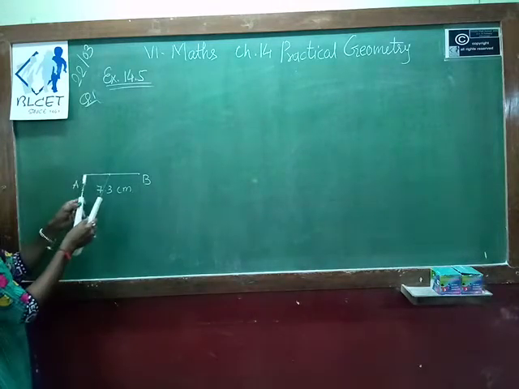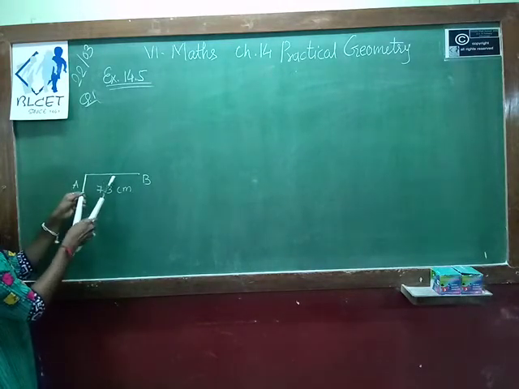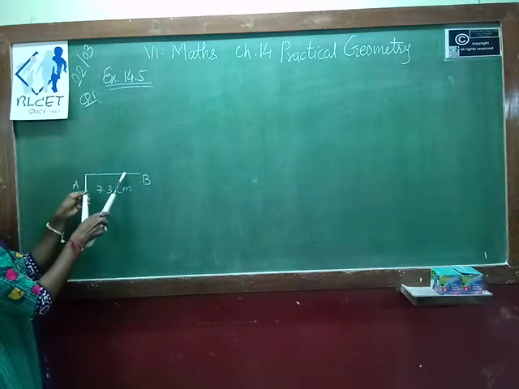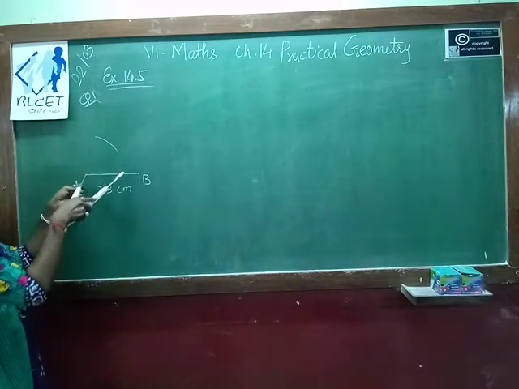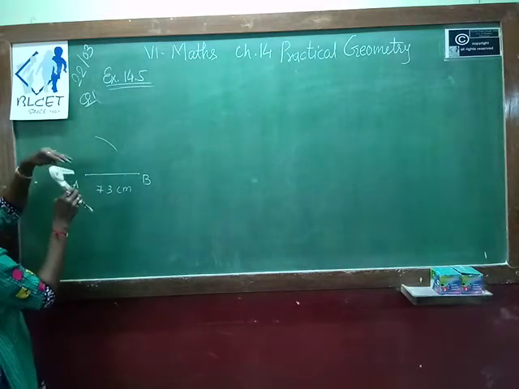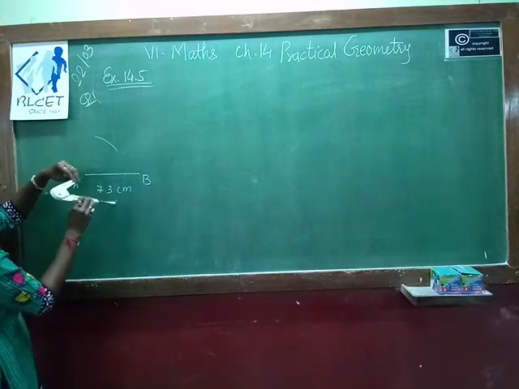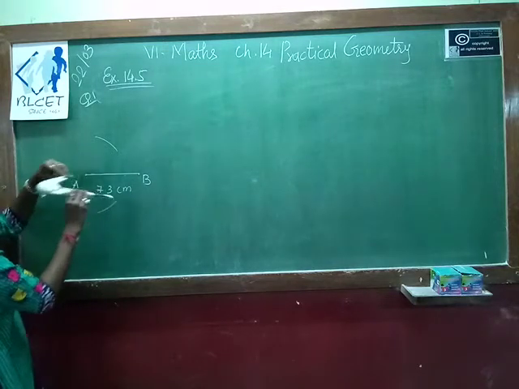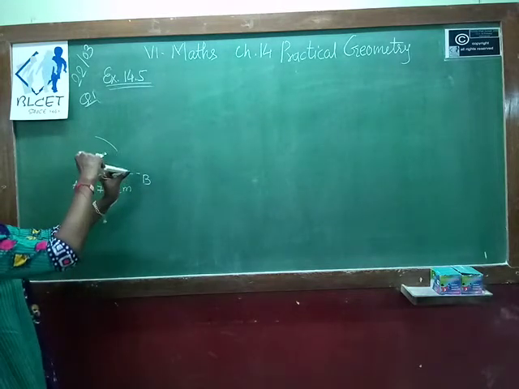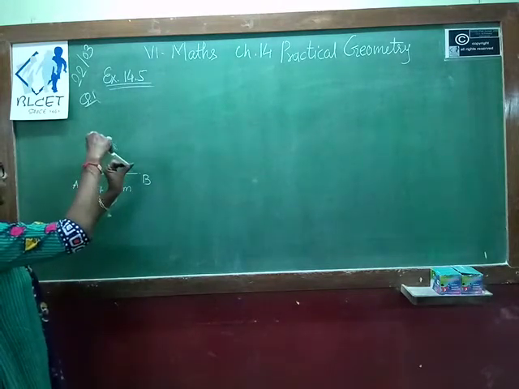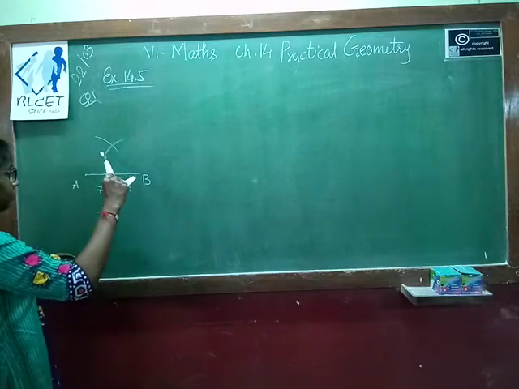So what can we do? Keep your pointer on A, take a measurement more than half of line segment AB. Draw an arc, no need to draw the full circle, just draw an arc above and below. Without changing this radius, again we keep the pointer on B and draw an arc. No need to draw the full circle.